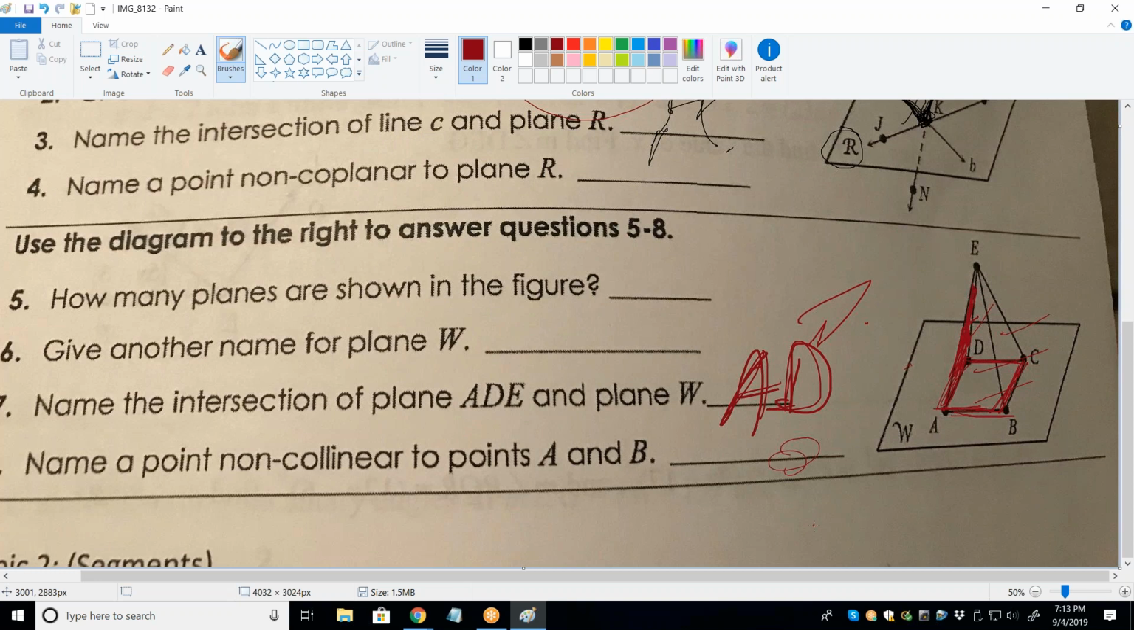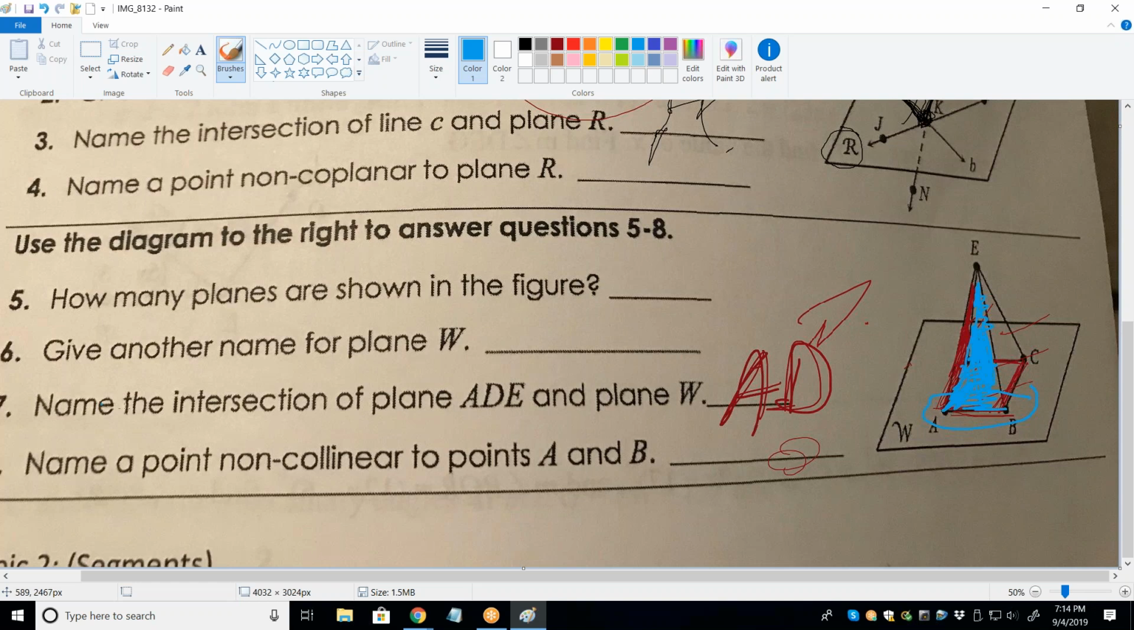Where does plane AEB intersect plane W? Excuse me, no, ABE. Where does that intersect that plane? DC? Okay, here's the plane that I'm trying to refer to. This front one, right here. That's ABE. Where does that intersect the plane? AB? Yeah. In other words, just follow it down. Wherever it intersects, that's the place that it intersects it, right there.